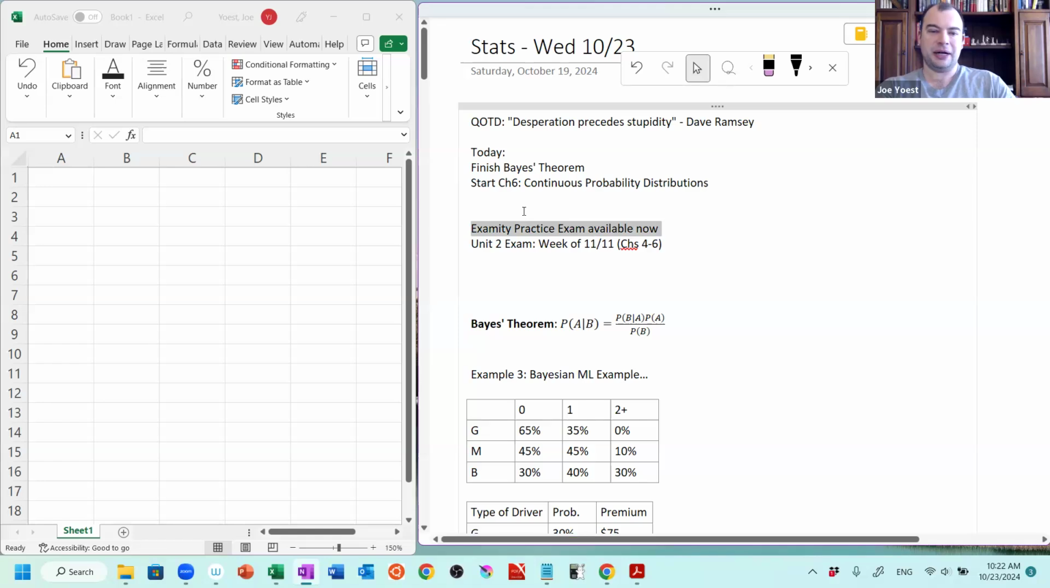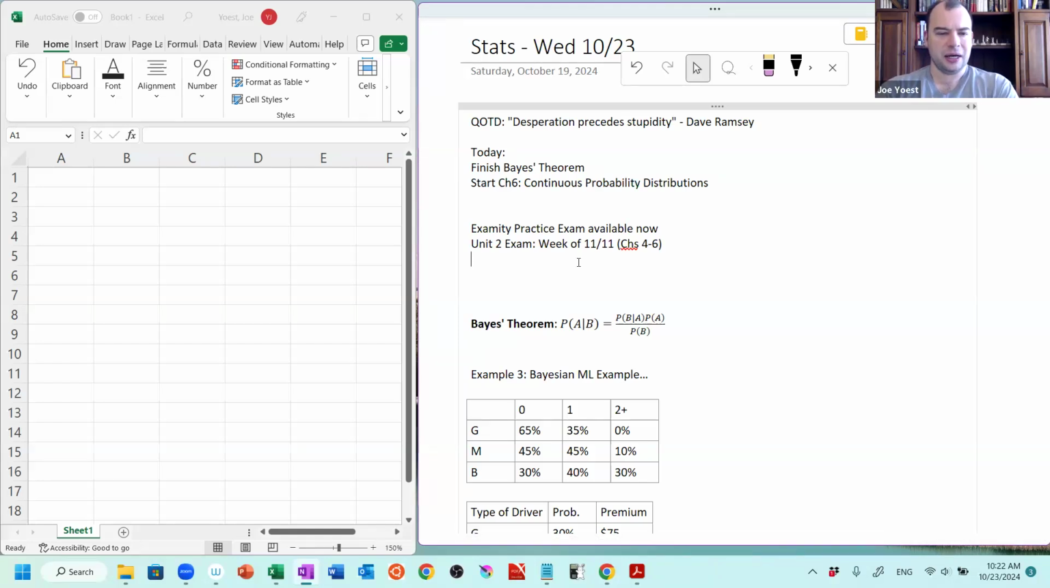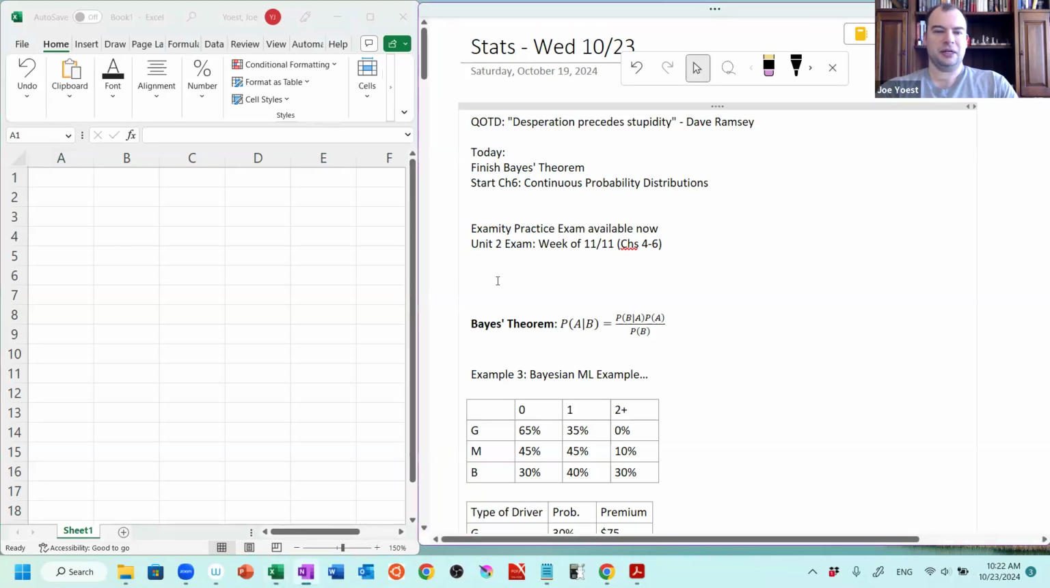Just a reminder, the Examity practice exam is available. The Unit 2 exam isn't until the week of November 11th, but it's good to get the Examity system set up and make sure everything is working well. I was just working on it just before class now, so I'm planning to hopefully by the end of today or tomorrow, but at the latest by Friday, post a more extensive breakdown of exactly how to log on to Examity, log on to MyStatLab, get the two connected and all of that.